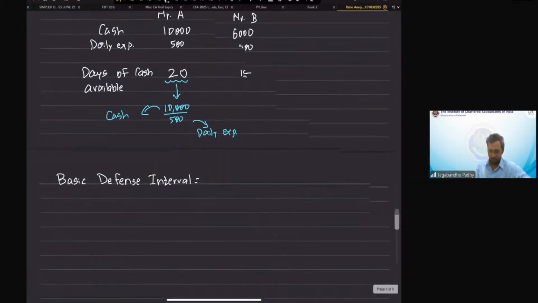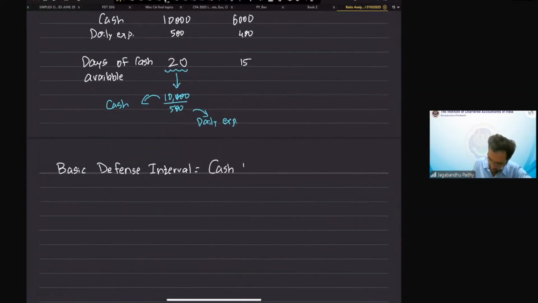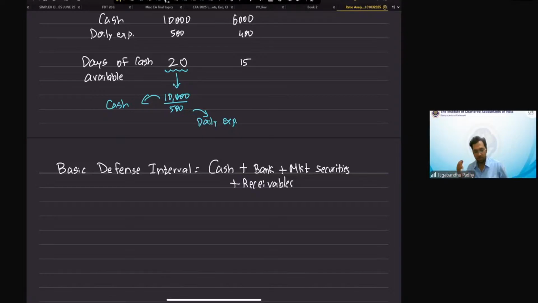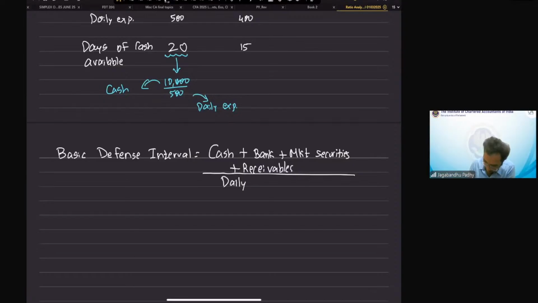So for the basic defense interval ratio, we need cash plus bank balance plus marketable securities plus receivables. We are going to include receivables in our calculation also, because by the time we need to pay the expense in future, we would have collected that receivable amount. And then this is divided by daily operating expense. And remember, the answer over here is going to be in number of days.